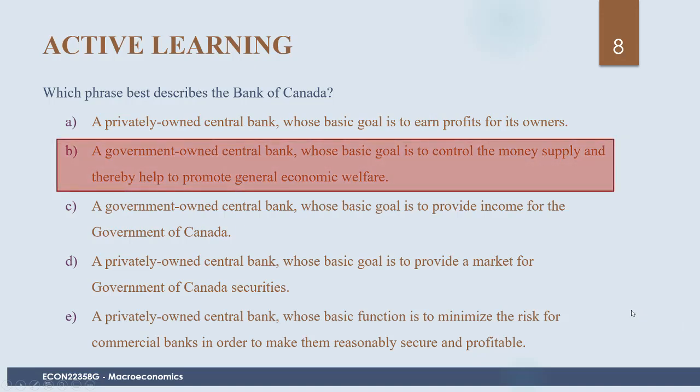So the correct answer is B. It's a government-owned central bank, and its main goal is to control the money supply and thereby help promote general economic wealth. So this is the best answer that fits what we just learned.